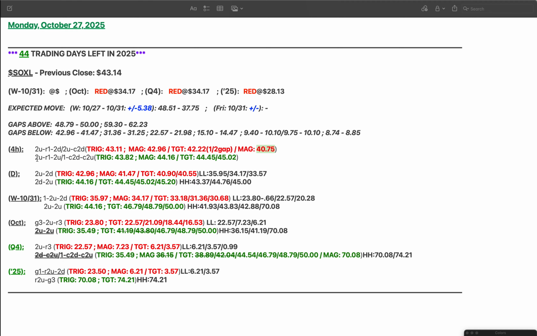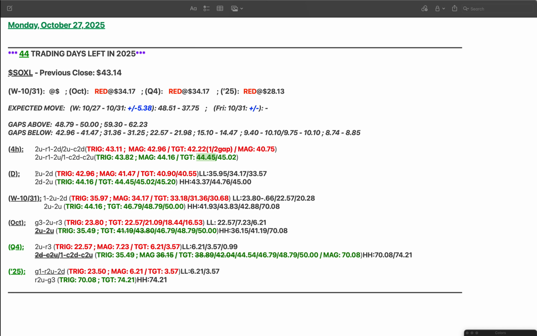To the upside, we would have the 2-1-2 up, and then that would also trigger the 1 combo 2 down, combo 2 up. So the 2-1-2 up triggers at 43.82, with a magnitude of 44.16, and then the 1 combo 2 down, combo 2 up would trigger. And that would give us a target magnitude of 45.02 ultimately, but we did put an intermediate target in there as well, just because we are at the top of the range and we don't want to get too carried away with our extended targets, right? We could still be in some type of reversal to go back down to the bottom of the range, so we don't want to get too carried away, especially on the 4-hour chart.